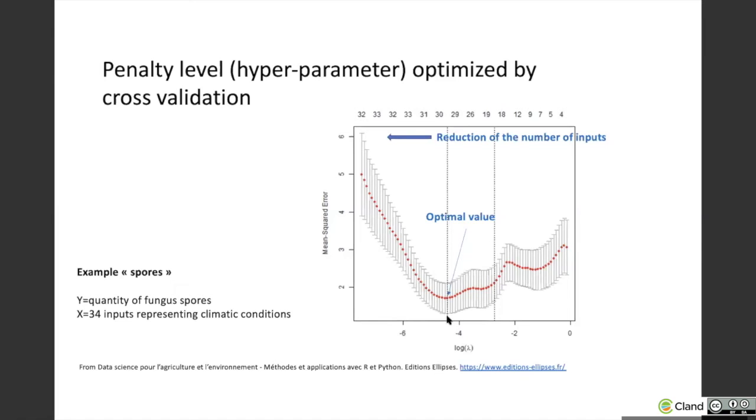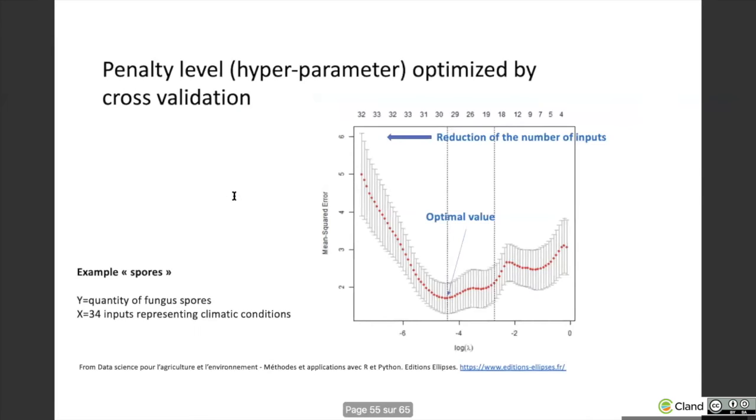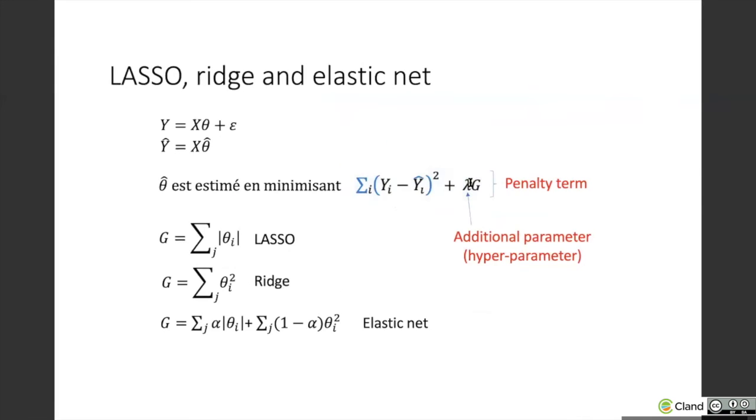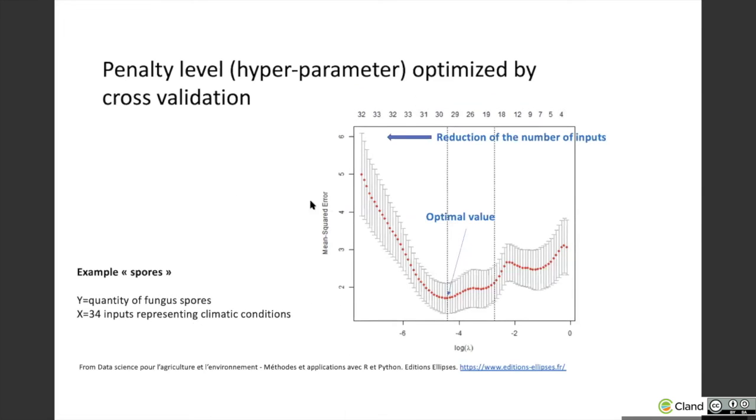So in this example, the most accurate value of lambda is this one, and it leads to 29 non-zero coefficients. To implement this approach, you can use the package glmnet, and you have two functions that are quite important in this package. The first function does the cross-validation to optimize the value of lambda, so to optimize the penalty term here used to penalize the non-zero coefficients. So this first line of code here will produce this kind of graphic here. From this graphic, you will be able to choose the optimal value of lambda.